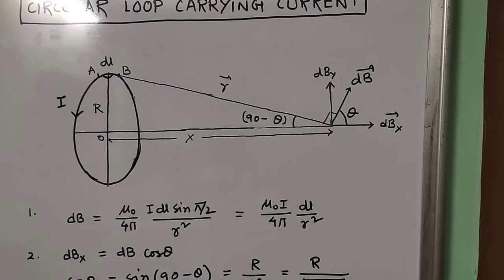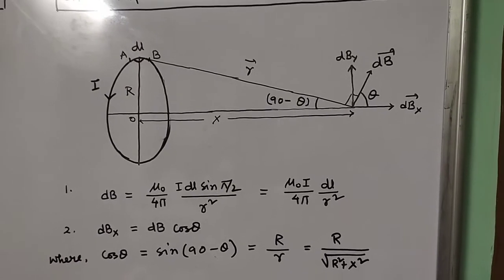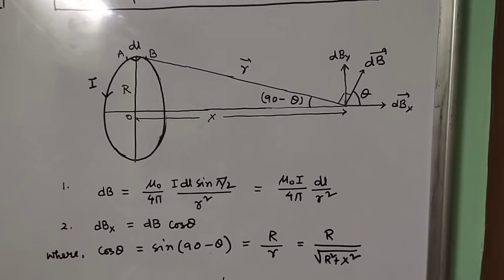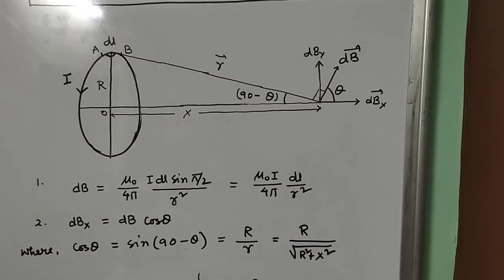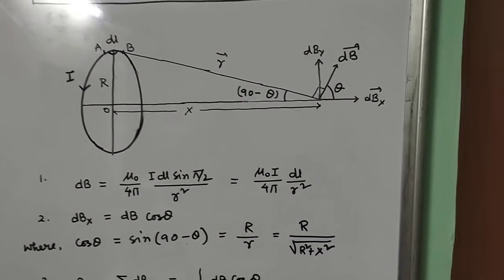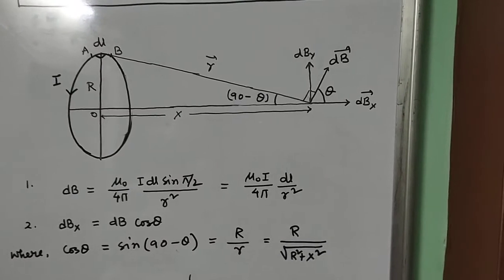Now the dB vector has two components, one is dBx and another one is dBy. As dBy cancels out for every diametrically opposite element and dBx is added up, that's why we are considering dBx here. dBx is dB cos theta, if theta is the angle made by the dB vector with the x-axis.